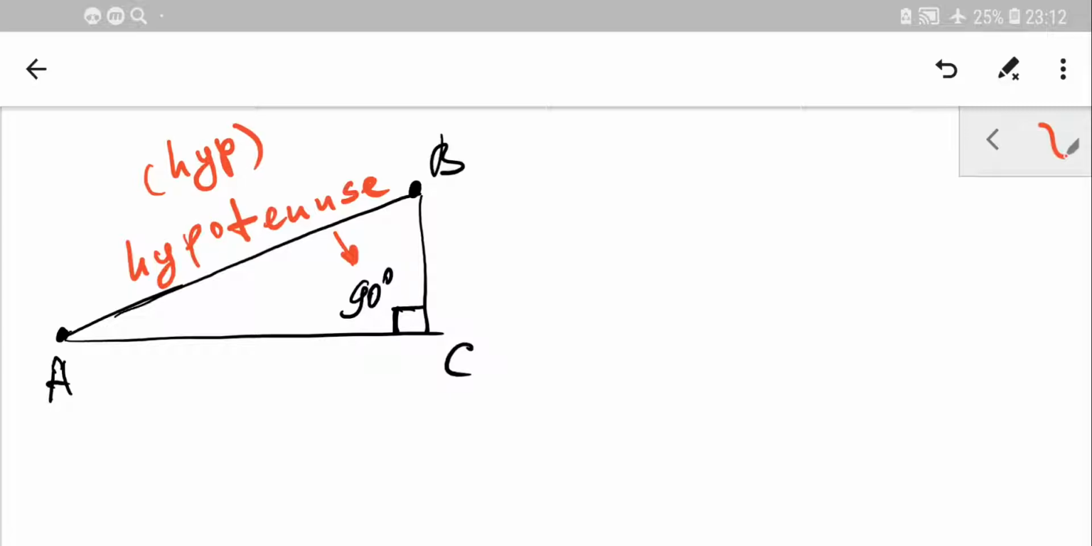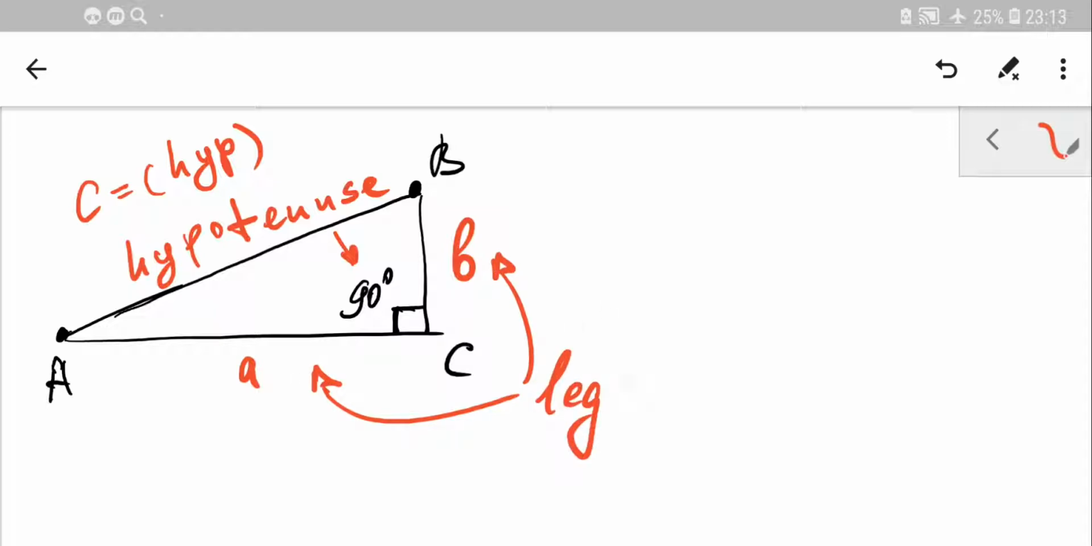And we have two other sides. We don't care about how we mark them. We can mark them like A and B, and for the hypotenuse, you can always see the letter C. That's normally the case. But we actually call them legs. Legs means they are not as significant as the hypotenuse.